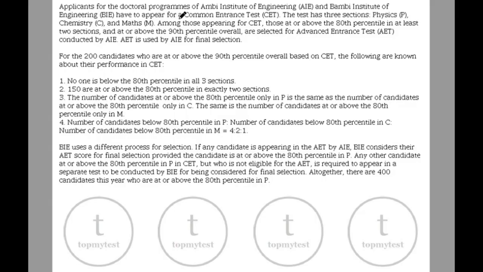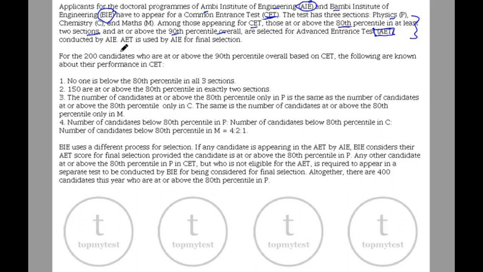Applicants for a doctoral program of AIE, the Ambi Institute of Engineering, and BIE, the Bambi Institute of Engineering. So there are 2 engineering colleges, AIE and BIE, and applicants have to appear for a CET. The test has 3 sections: physics, chemistry, maths, PCM. Among those appearing for CET, those who have 80th percentile in at least 2 sections and 90th percentile overall are selected for AET. So this is the criteria for AET.